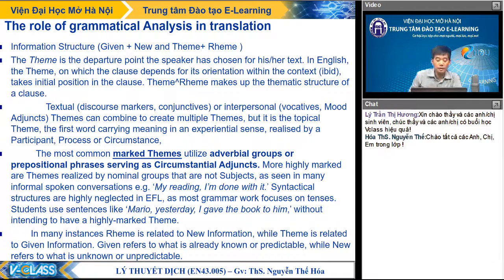And now we have the kinds of theme. The most common is marked theme utilized here, and we have different forms of the marked theme: adverbial group, prepositional phrases, or circumstantial adjuncts.